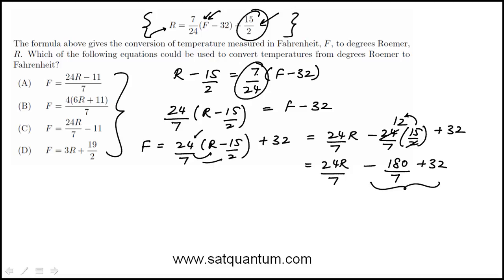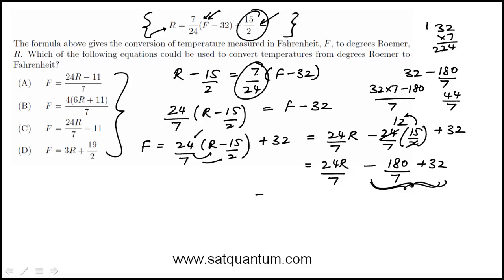I'm going to collapse these two terms. And so this is really 32 minus 180 over 7. Common denominator 7. I would have 32 times 7 minus 180. Do this multiplication. And that's 224. That difference, 224 minus 180 is 44 over 7. So this entire term is 44 over 7.